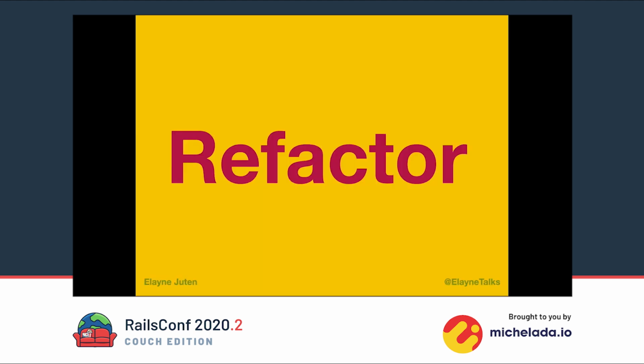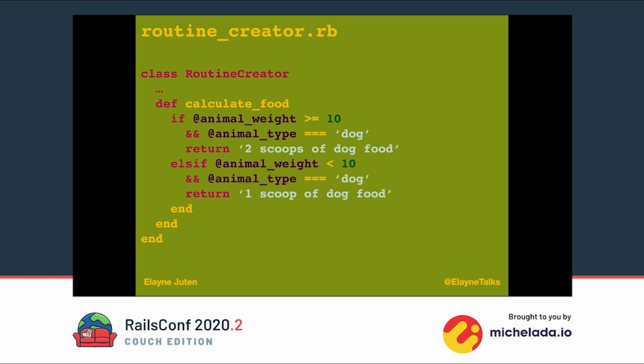So refactoring. I know I'll need to now start factoring in the animal type, since we're dealing with both dogs and cats. So I'm going to go in and refactor. So within the Ruby file, again, it's a lot of if-else nesting. So if the animal weight is over or equal to 10 pounds and the animal type is a dog, we're going to return 2 scoops of dog food. Or if the animal weight is under 10 pounds and the animal type is equal to dog, we're going to return 1 scoop of dog food.